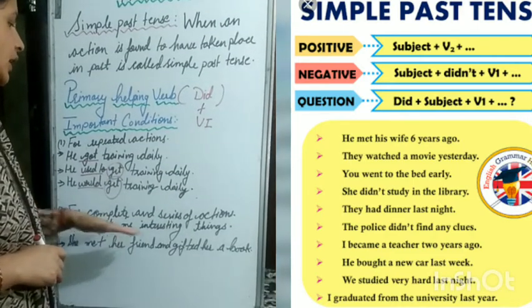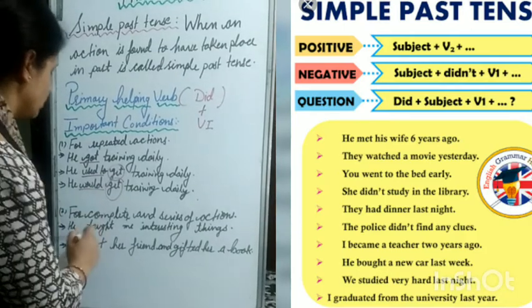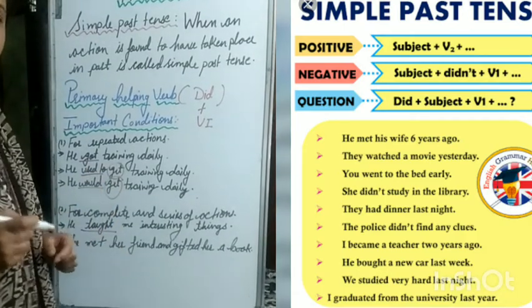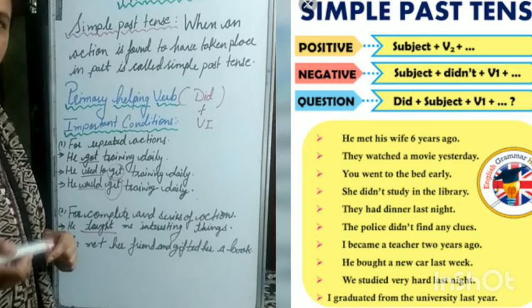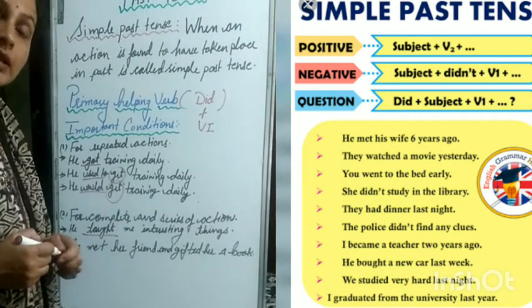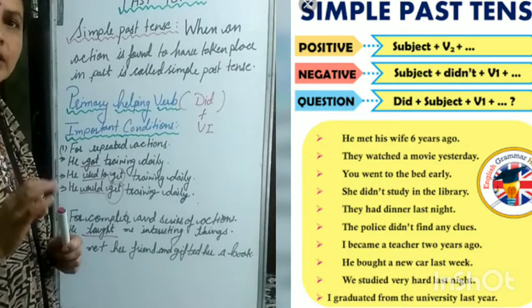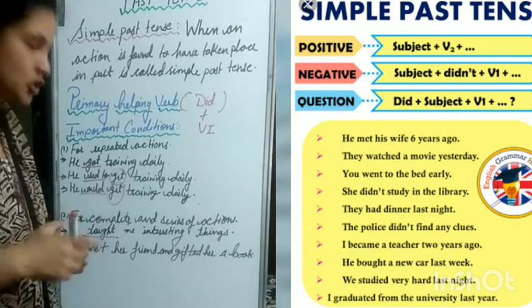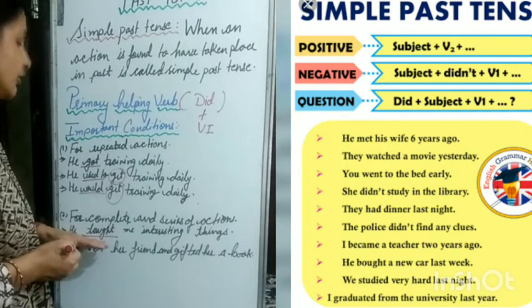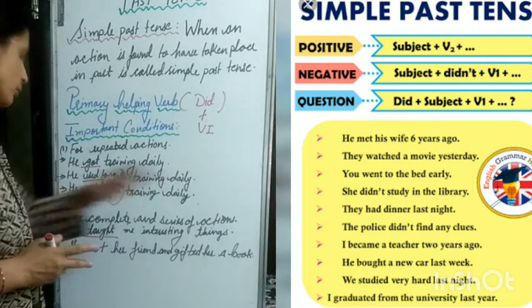He taught me interesting things. He taught me, taught, that is second form of teach. And he taught me interesting things. This shows us complete action. It gives us idea of complete action. And here what we have used, second form of verb. So it gives idea of complete action.